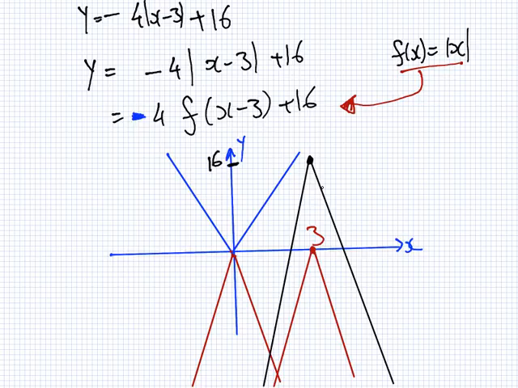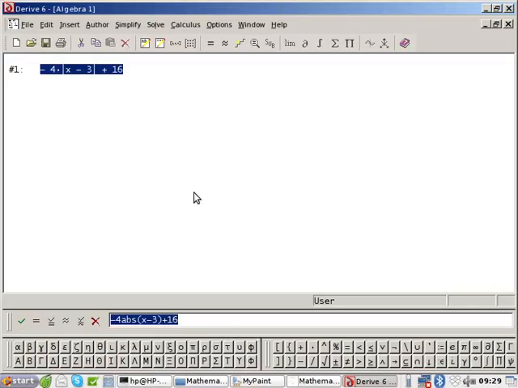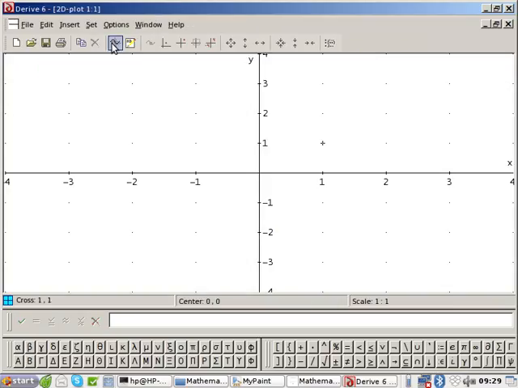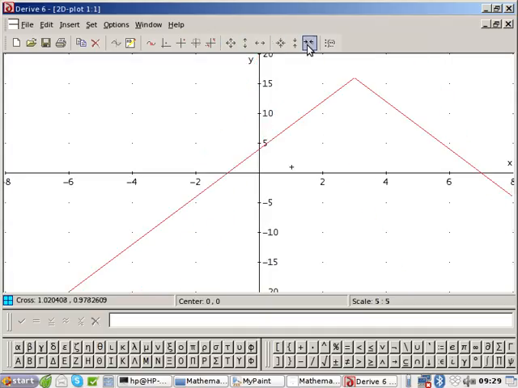Now, I'm going to draw this in the graphing program. Minus 4. Wait, before you write anything down, where's the absolute function? ABS, I think. x minus 3 plus 16. There you go. Now let's look at the graph. I think I have to zoom out. There we go.